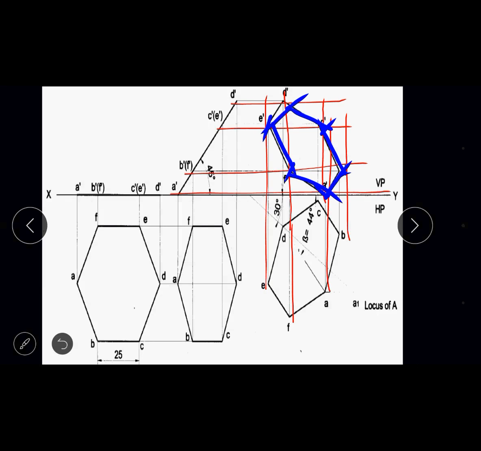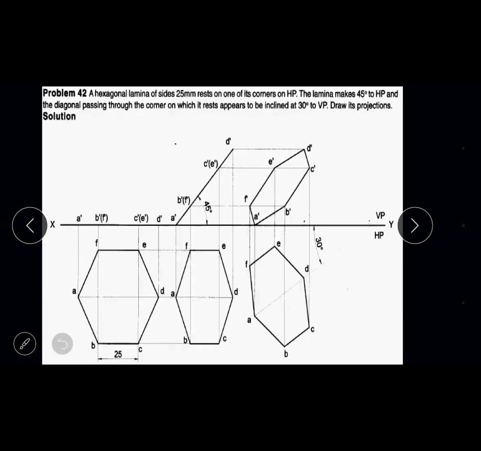So the next problem will be the same problem on the hexagonal lamina, but I'll highlight the appear word: how the appear word is highlighted in the statement, and how the beta angle itself is given in the statement. Problem number 42. A hexagonal lamina of side 25 mm rests on one of its corners on HP. The lamina makes 45 degrees to HP, and the diagonal passing through the corner on which it rests appears to be inclined at 30 degrees to VP.